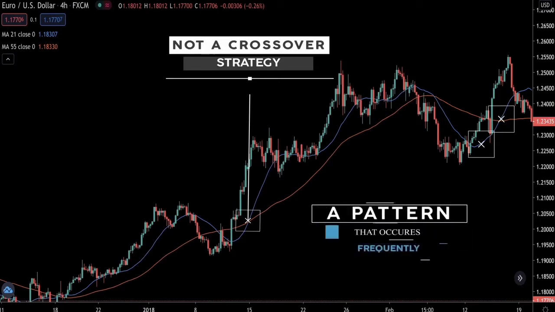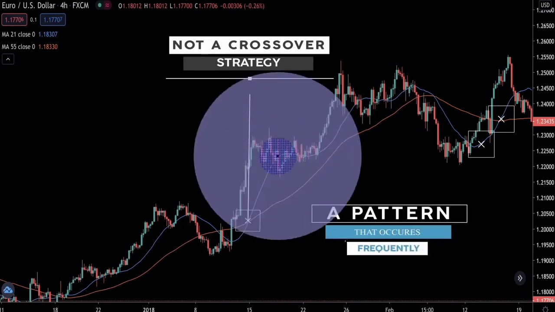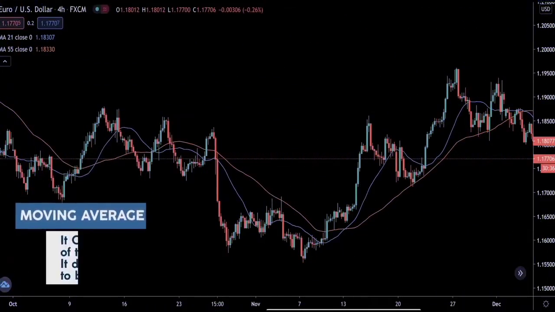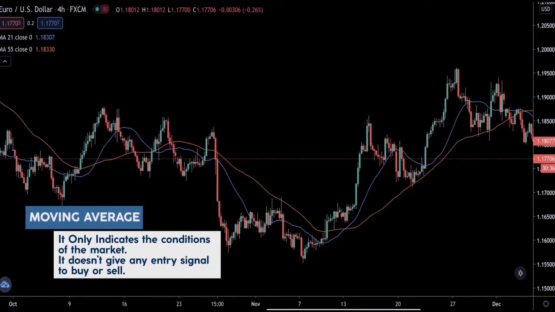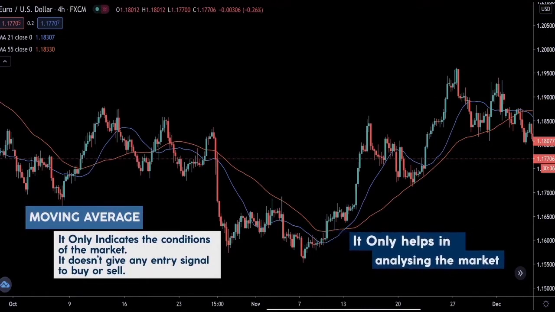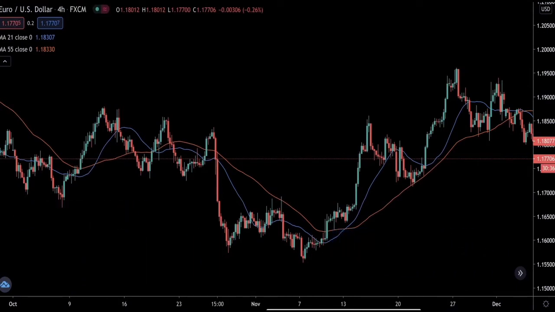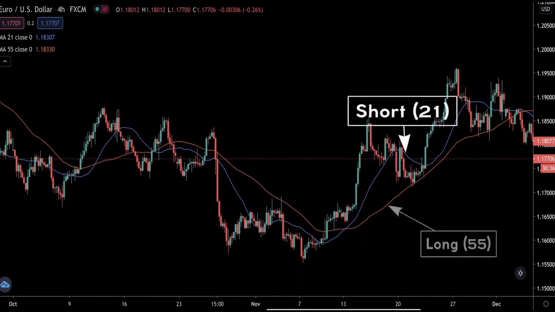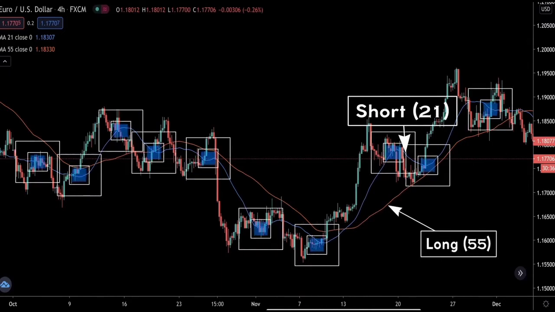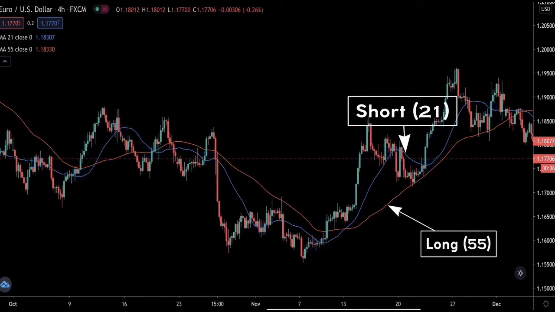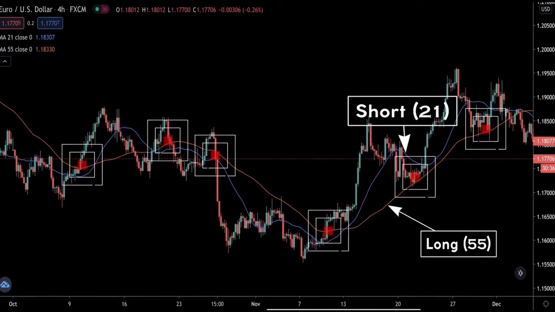Now, remember that moving averages are simply indicators that indicate the conditions in the market. By itself, they are not entry signals that tell you when to buy or sell. Rather, they are meant to be used as a tool when analyzing the market. When applying this strategy, the main idea is to look at both perspectives, both the short and long term, to make a more informed decision. While the 21-period moving average is situated more closely to price and hence results in more touches, the 55-period moving average gets significantly lesser touches.